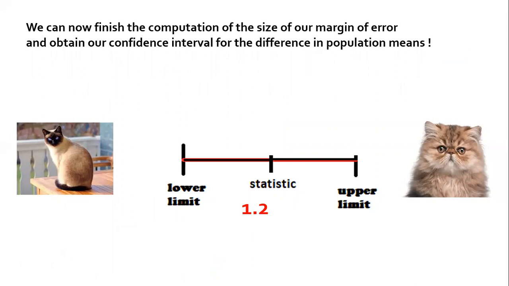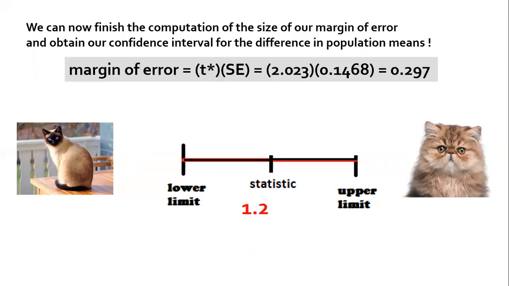So now we're ready. We can finish our computation of the size of the margin of error and obtain our confidence interval for the difference in population means. We already knew that 1.2 was the statistic that was in the center of our interval. That was the difference in our sample means. But now we're equipped to find our margin of error. Margin of error is t-star, which was 2.023, times the standard error, which was found to be 0.1468. Multiplying those two together, we get about 0.297, just about 3/10 of a kitten.